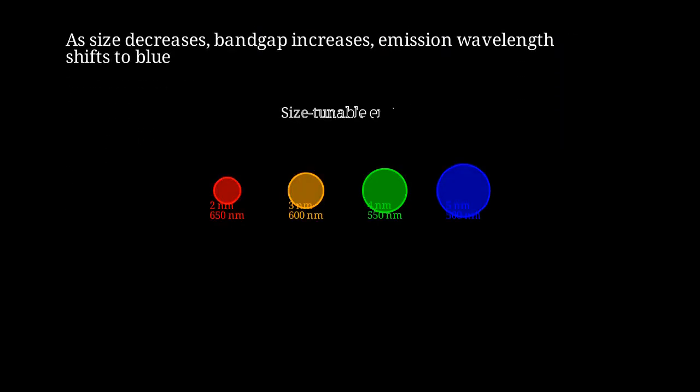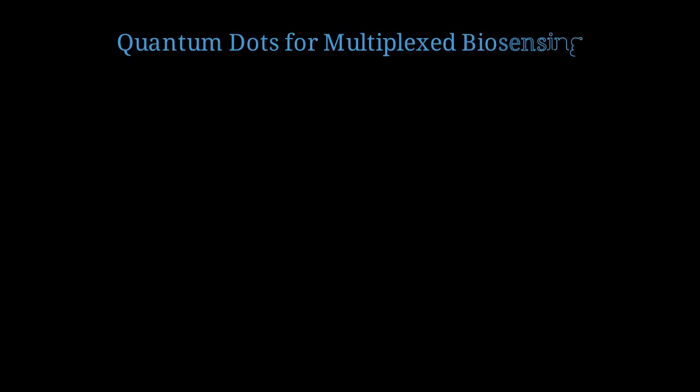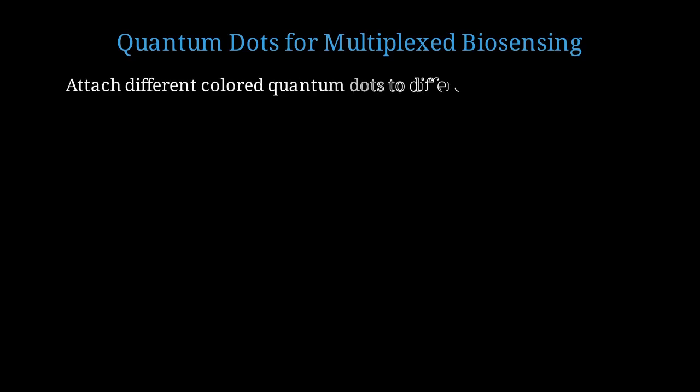By precisely controlling the size during synthesis, we can tune the emission color across the entire visible spectrum. A 2 nanometer cadmium selenide quantum dot emits red light at 650 nanometers, while a 5 nanometer dot emits blue at 500 nanometers. This size tunable emission makes quantum dots perfect for multiplex biosensing, where we detect multiple targets simultaneously. We can attach red quantum dots to antibodies for protein A, green dots to antibodies for protein B, and blue dots to antibodies for protein C.